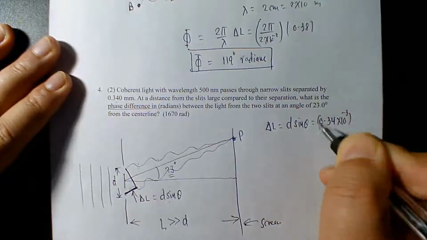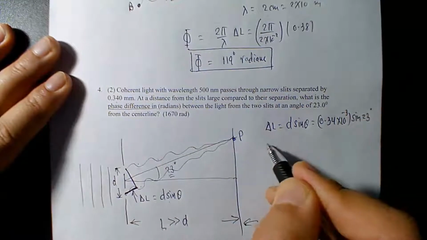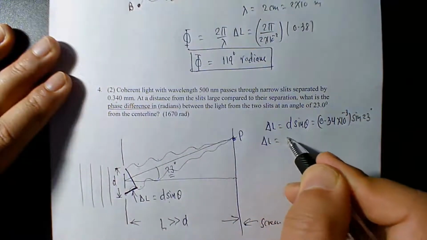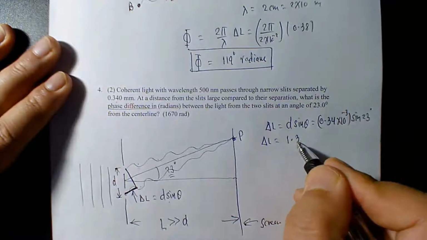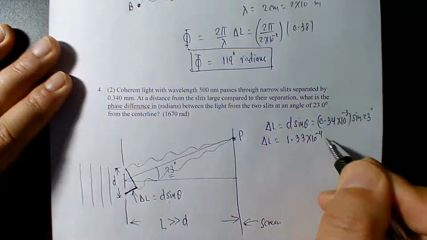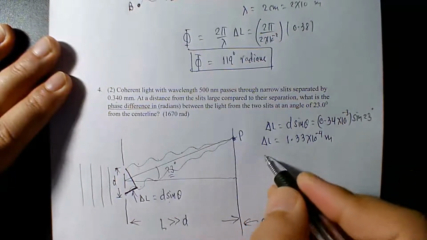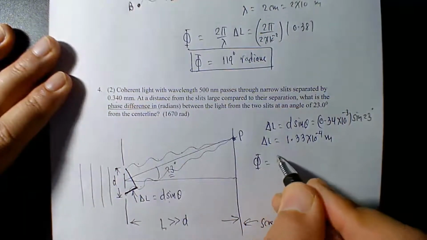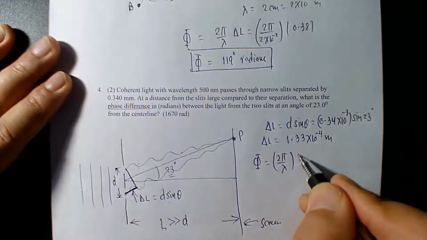Millimeter needs to be in meter, and theta at this particular point is 23 degree. So first find the path difference between the two light waves reaching there, and once you calculate that, you get 1.33 times 10 to the power negative 4 meter. That's the path difference between these two light waves reaching here. Then you can find the phase shift easily: 2 pi over lambda times the path difference.